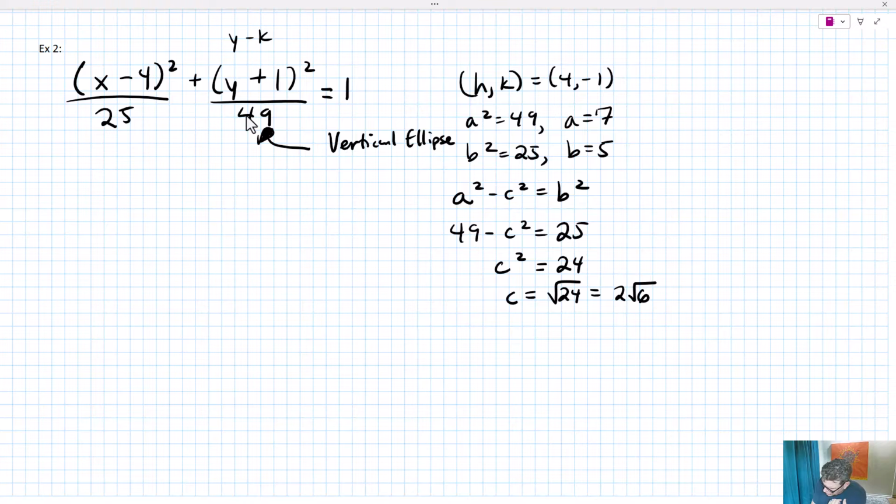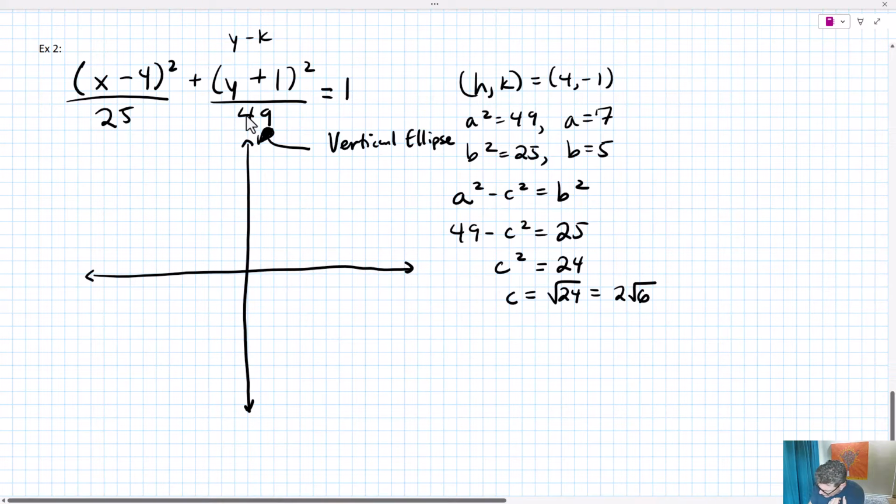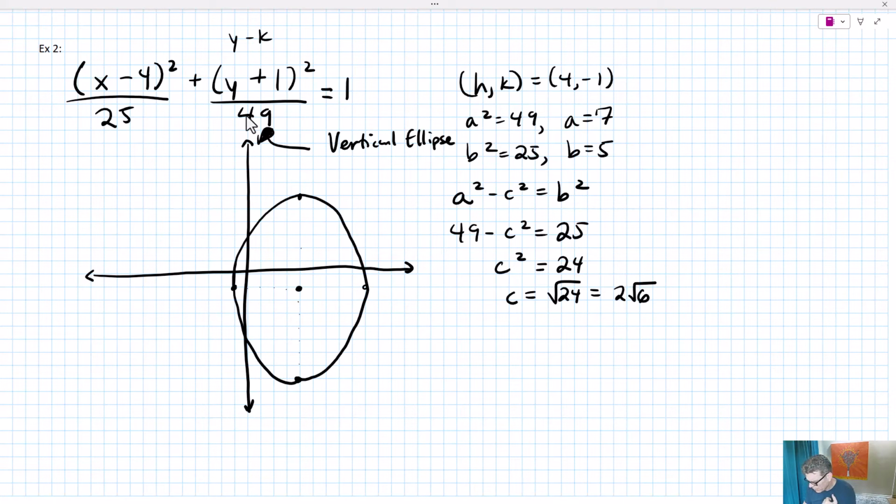So now let's go through and we'll draw our graph. First, 1, 2, 3, 4, -1. So there's the center of our graph. Our major axis is going to be up and down, so it's 1, 2, 3, 4, 5, 6, 7. That's the length of a. And then the length of b is going to be 5, so 1, 2, 3, 4, 5 in each direction. And there we go. There is our ellipse.